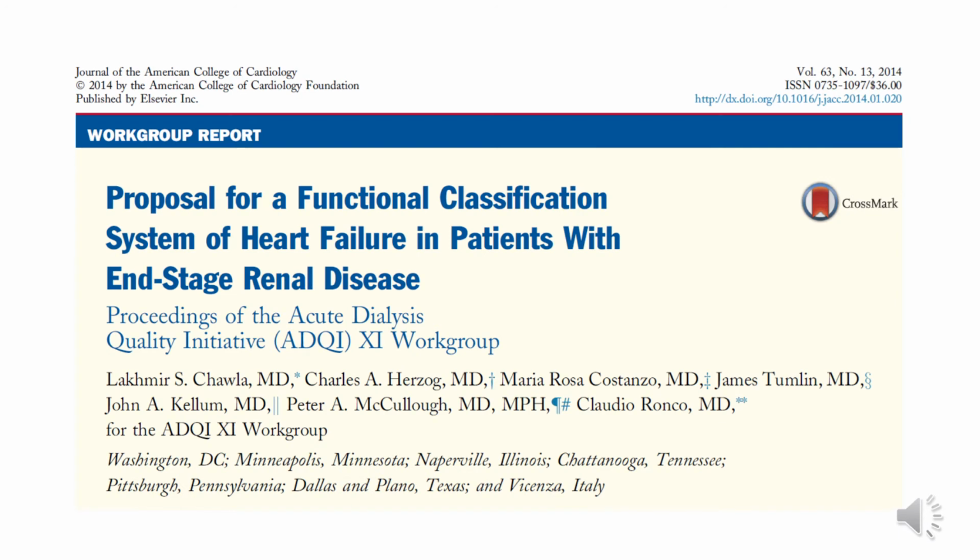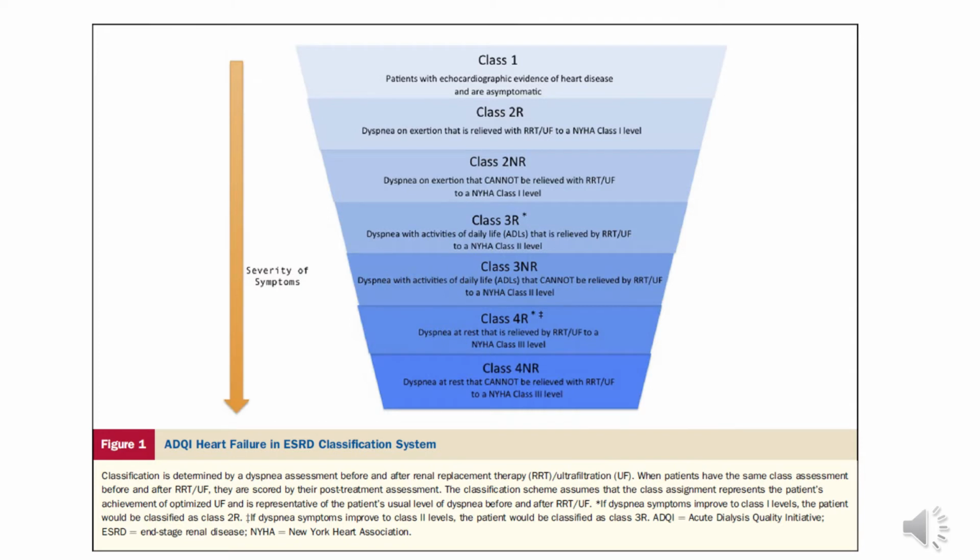None of the classification systems for heart failure do justice to the patients on dialysis, and therefore the Acute Dialysis Quality Initiative 11 work group came up with their own classification system. This is a rather complicated figure, but illustrates that patients are classified from class 1 to class 4 NR. Every stage, 2, 3, and 4, has an R or NR attached to it. To explain this better, I have created a table which I will go over.